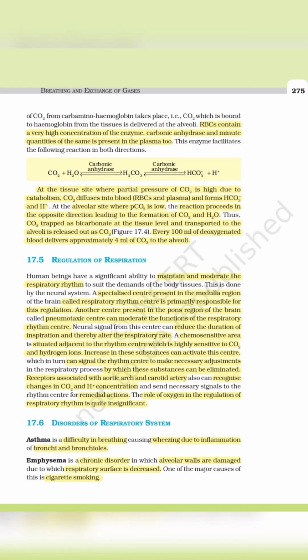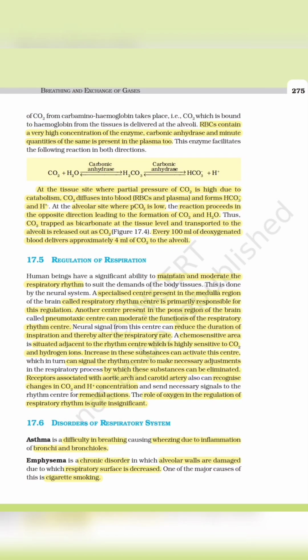A chemosensitive area is situated adjacent to the rhythm center, which is highly sensitive to CO2 and hydrogen ions. An increase in these substances can activate this center, which in turn can signal the rhythm center to make necessary adjustments in the respiratory processes by which these substances can be eliminated. Receptors associated with the aortic arch and carotid artery can also recognize changes in CO2 and H plus concentration and send necessary signals to the rhythm center for remedial actions. The role of oxygen in the regulation of respiratory rhythm is quite insignificant.